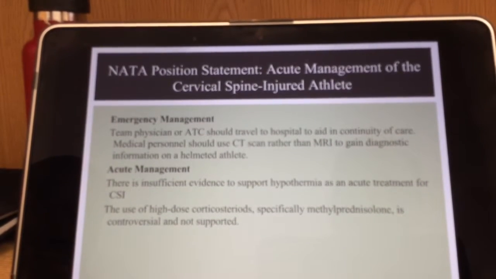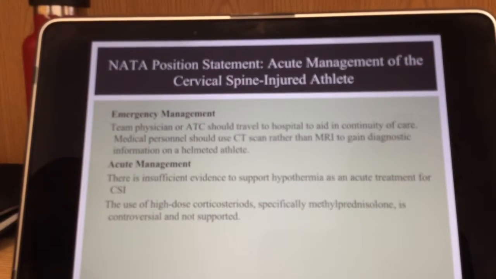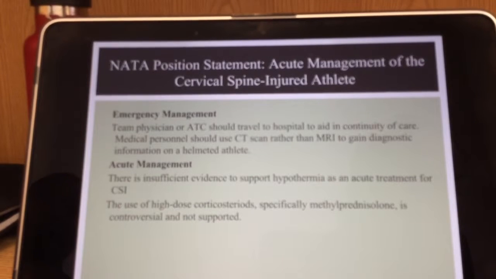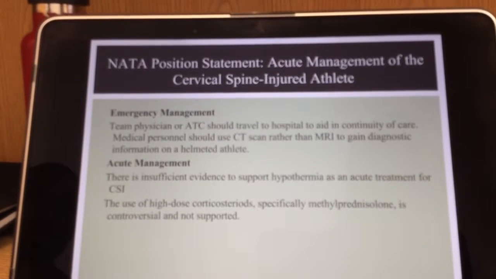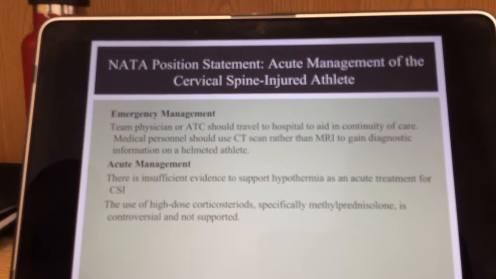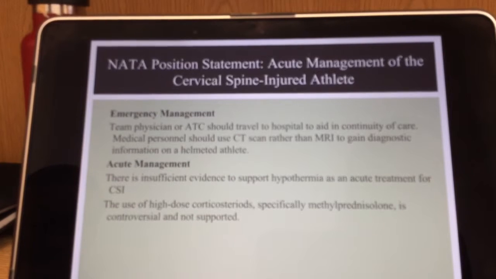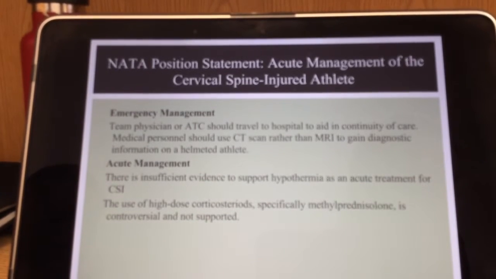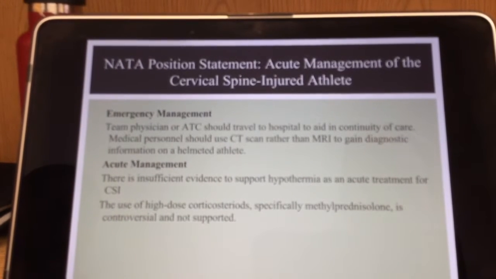As far as the high-dose corticosteroids go, there was a study that showed that a high dose of methylprednisolone within the first 8 hours of injury had significant neurologic improvement at the 6-month follow-up compared with the placebo group. But upon evidence-based reviews, serious flaws in the data were shown, and there is actually no real support for using corticosteroids.